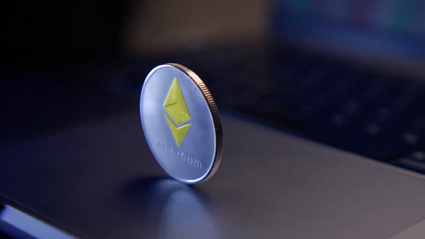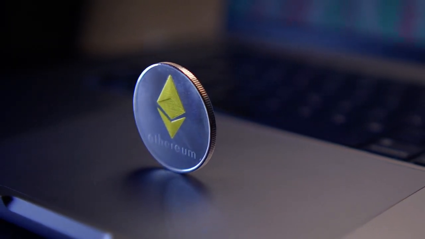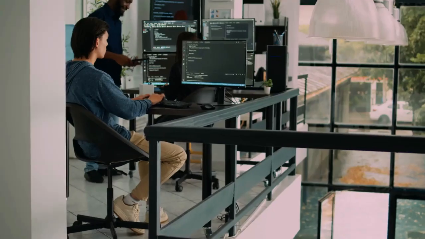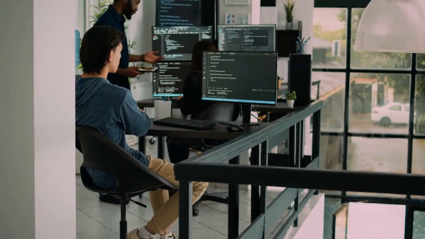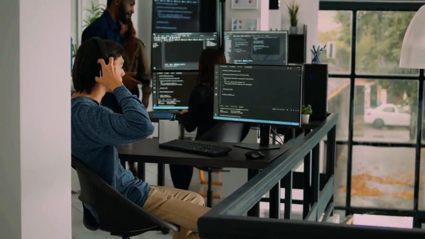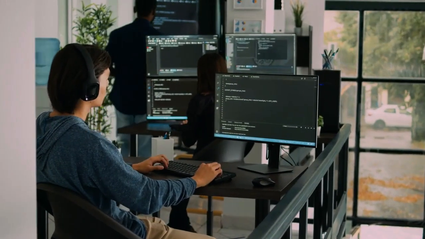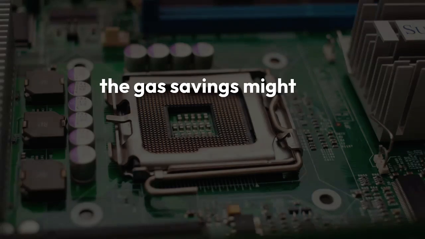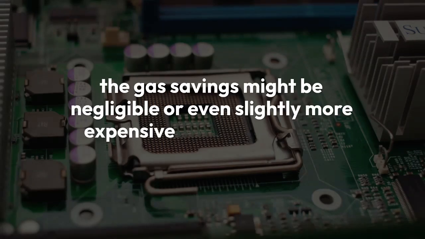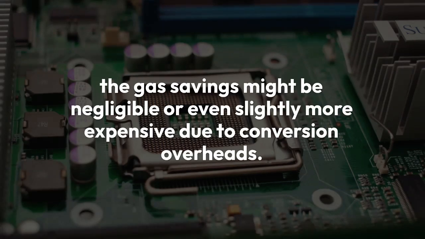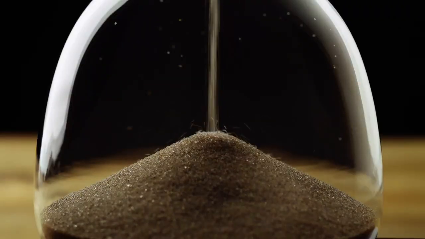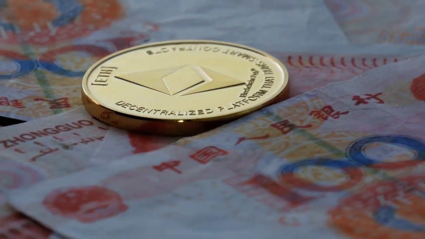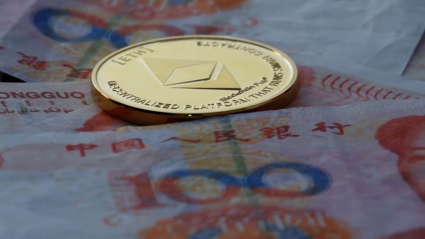Also, while uint8 saves storage gas, the EVM still processes data in 256-bit chunks. Sometimes, if you're performing many arithmetic operations on uint8 variables that are not efficiently packed or are frequently converted to uint256 for computation, the gas savings might be negligible or even slightly more expensive due to conversion overheads. This is less common but worth noting for advanced optimization. Always prioritize correctness and clarity over micro-optimizations if the range is uncertain.